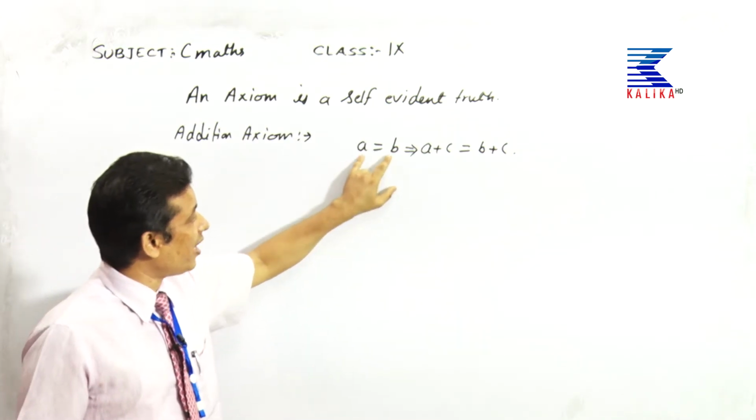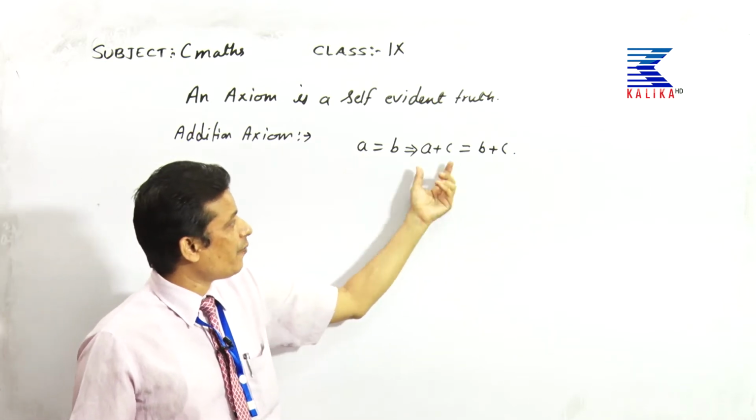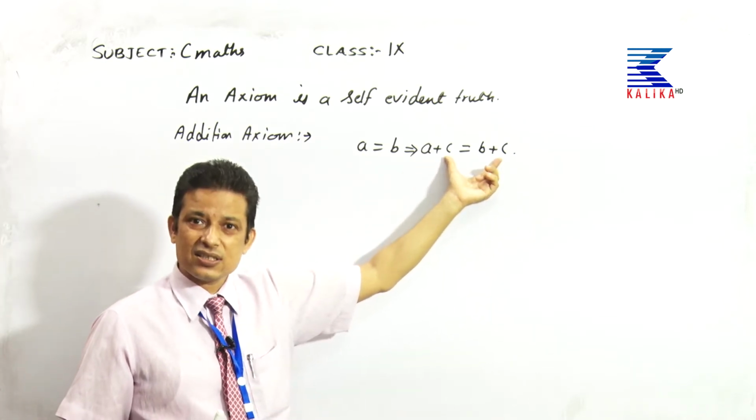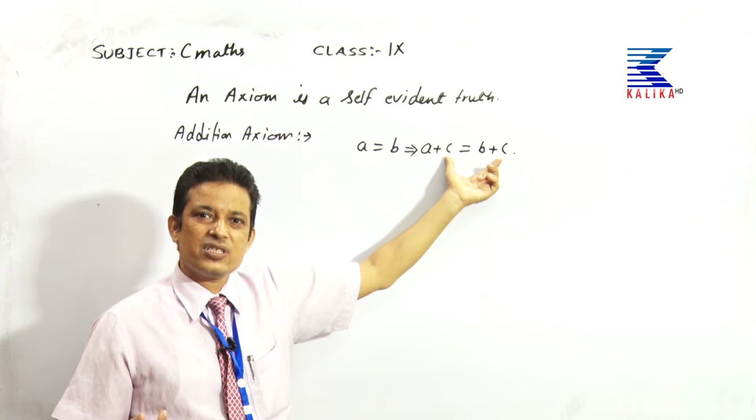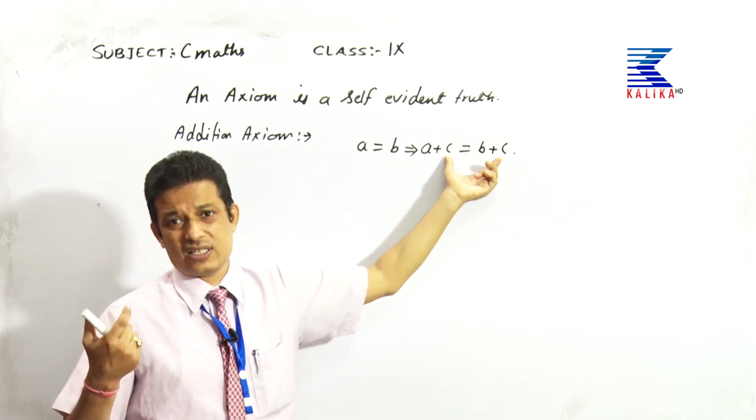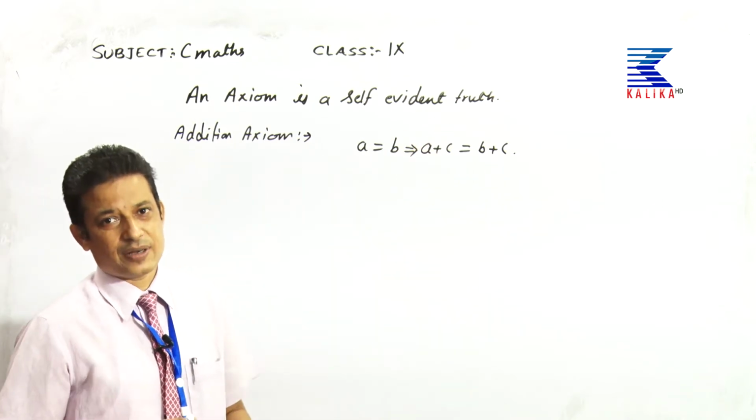If the values of A and B are equal, and if we add something on both sides, then the new result will also be equal. This is known as the addition axiom.